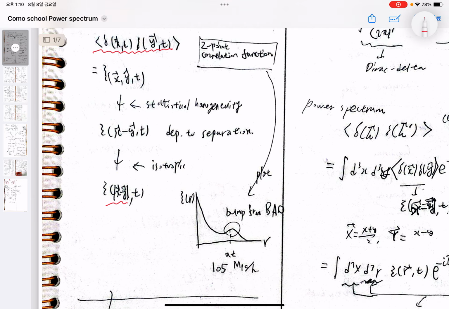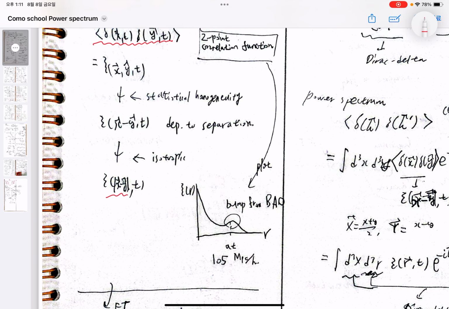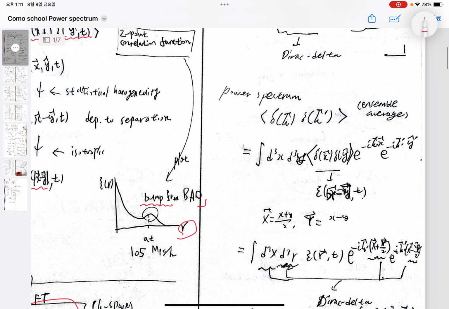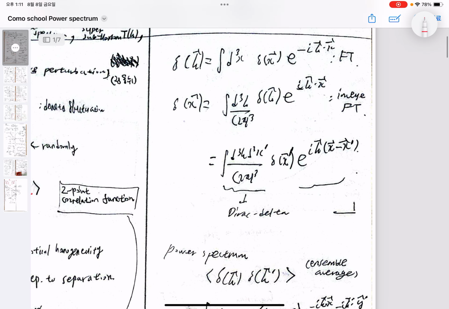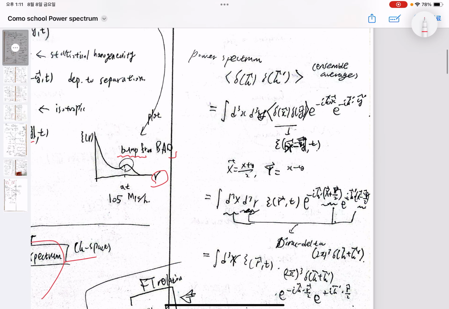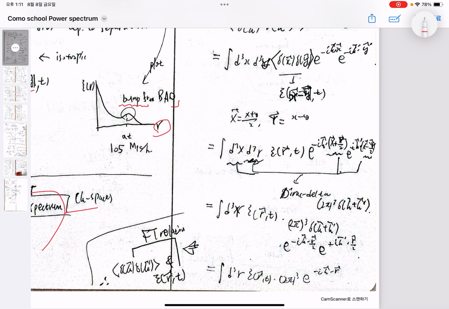the radial part. And if we plot the 2-point correlation function over the distance, then this makes a bump, which is coming from the baryon acoustic oscillation relation. And by the Fourier transformation, we can obtain the power spectrum in the K space. So here's some step by step for the Fourier transformation and delta function. So the result, the power spectrum becomes the Fourier transformation of the 2-point correlation function.